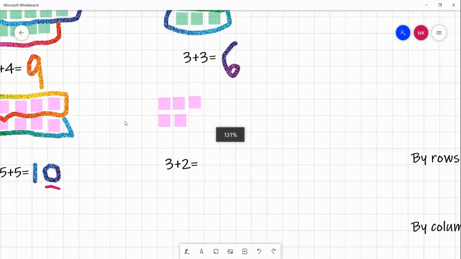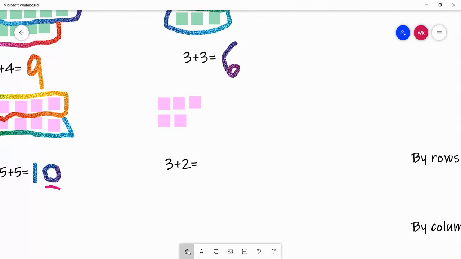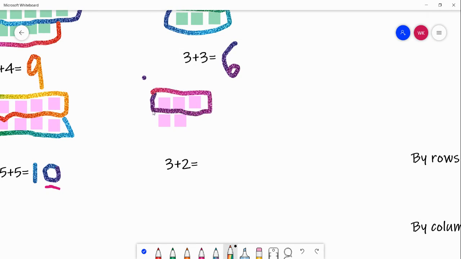All right, we have one more. 3 plus 2. We should already be able to see that this number should be odd because we have two groups that are not equal, two parts that are not equal. We have 3 up here and we have 2 down here. So we should know that this number is going to be odd, right? Let's just make sure.